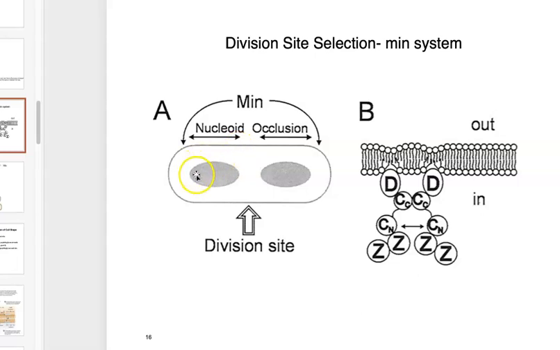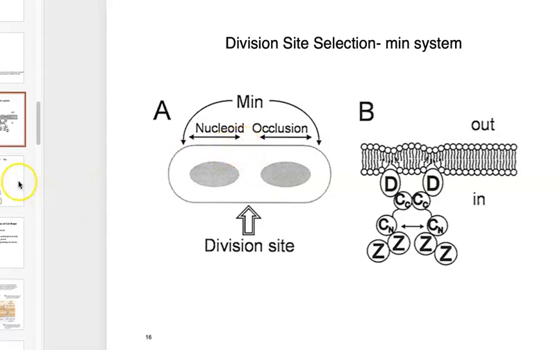So between nucleoid occlusion, which blocks any ring formation in this zone, and the Min system, which blocks any division sites here and here, the FtsZ proteins have nowhere else to go but here in the middle, which is exactly what the system is intended to do.